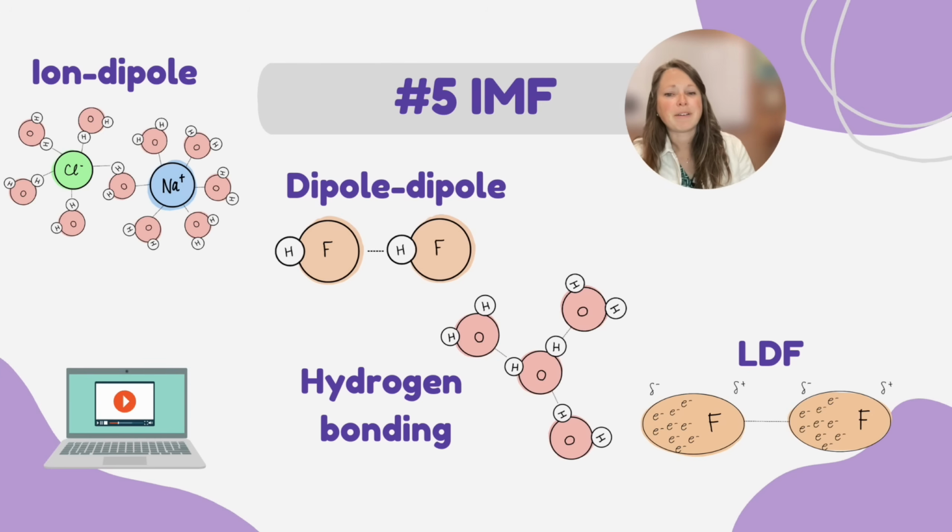The other type of IMF, and everything experiences this, is London dispersion forces. This IMF is just based on the random movement of electrons. So randomly, you're going to have a high density of electrons in one portion of the molecule or atom, leaving the other side with a partial positive charge. So this IMF sounds like it wouldn't be very strong, but this is actually the IMF that's the reason geckos are able to scale walls. So surprisingly, it is a lot stronger than you'd expect.